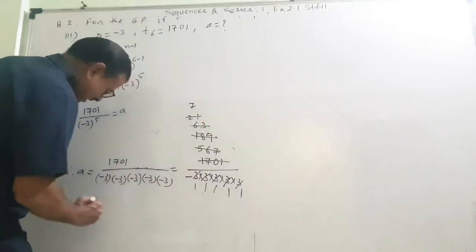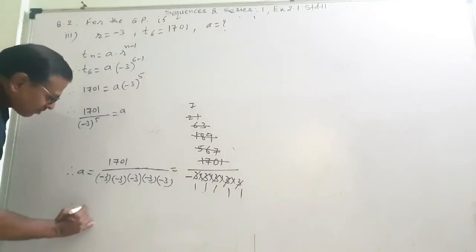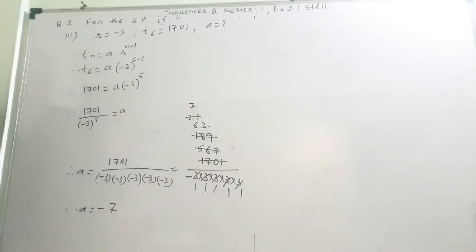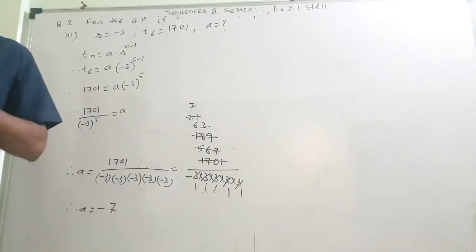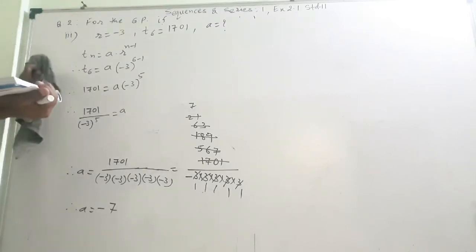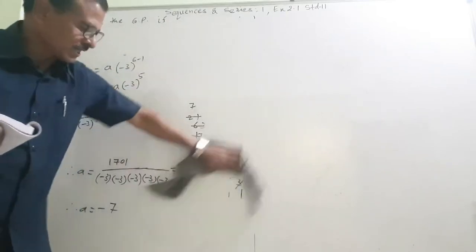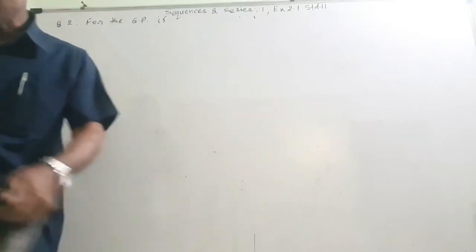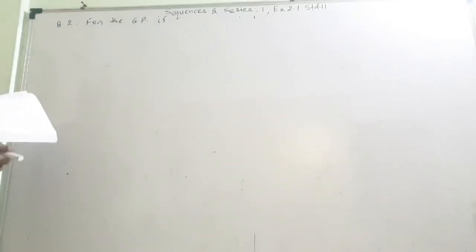So this answer, therefore A equal to, I will write minus 7. This minus, this 7. So this way this question is over. Hope that you have understood this. The fourth question I will solve, that is also of the same type. But there is some adjustment that you should understand. Some of the students may not have the confidence of taking this.